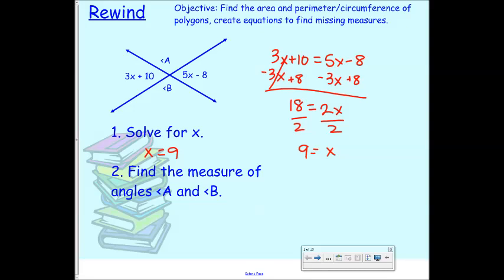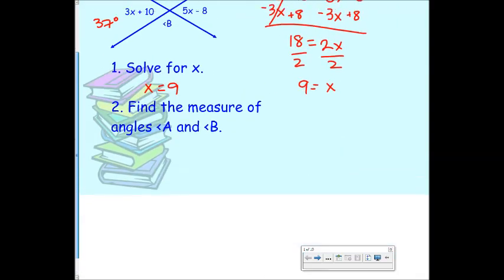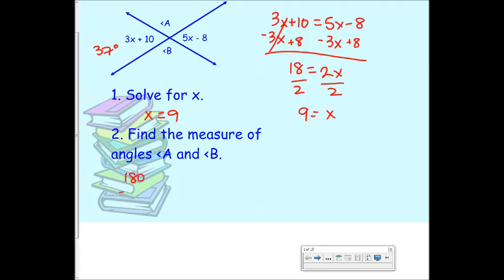And then I want to find the measure of angle A and B. So I need to find the measure of this. But before I can do that, I can do this, which is 3 times 9 is 27, plus 10 is 37. So this one is 37 degrees. So then how could I find A or B? Subtract Danny from 180, because they are supplementary angles. They make a straight line, like Micah said. So I'm going to subtract from 180. So I'm going to do 180 minus 37, which gives me 143.